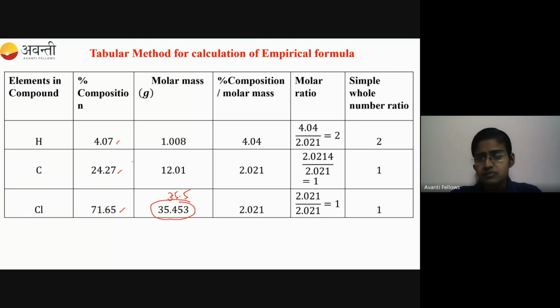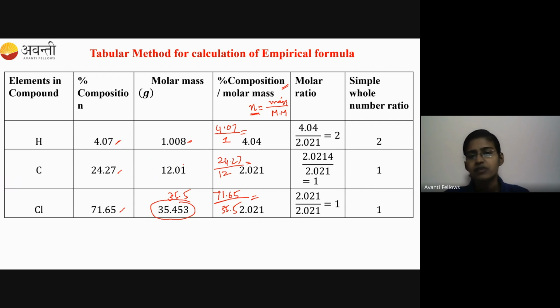Then in the fourth column, we have to find out the number of moles. So what is the number of moles? The given mass divided by molar mass. The given mass is nothing but the percentage composition, divided by molar mass will give us the number of moles. So the given mass is 4.07 for hydrogen and the molar mass of hydrogen is 1.008. Just divide these two columns, you will get the answer. It is coming out to be 4.04. And here 24.27 by 12 will give this value, and 71.65 by 35.5 will give 2.02. So we have found out the number of moles.